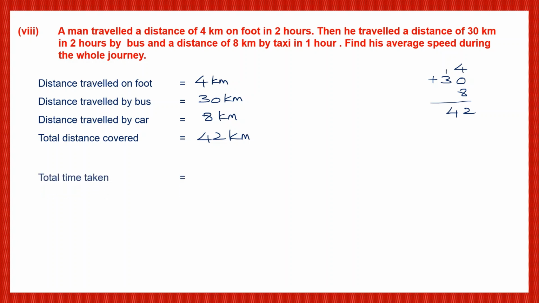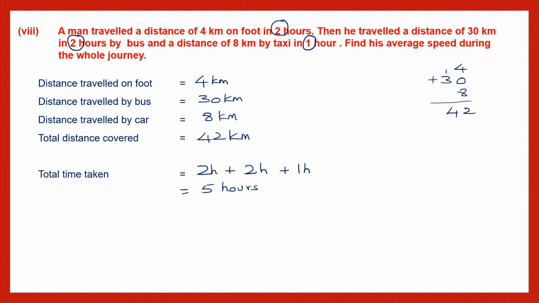Okay, now what is the total time taken? So let's look at the first sentence. A man traveled a distance of 4 kilometers on foot in 2 hours. So we've got 2 here. Let's write that down. That's 2 hours plus. Then he traveled a distance of 30 kilometers again in 2 hours by bus. So plus 2 hours plus, and a distance of 8 kilometers by taxi in 1 hour. So that is 1 hour. So the total time taken, 2 plus 2 is 4, 4 plus 1 is 5. So that is 5 hours. This is the total time taken.